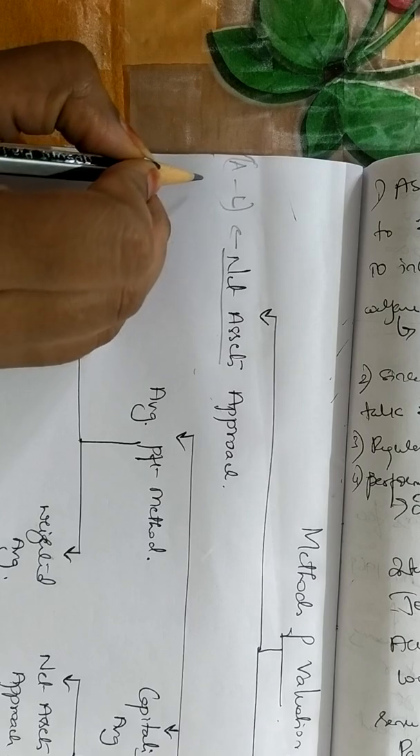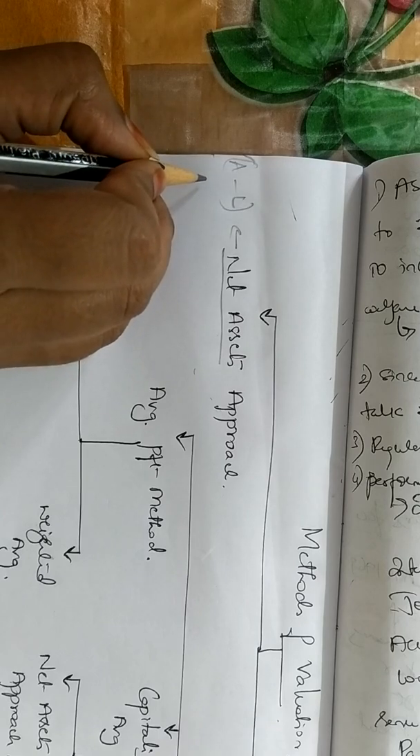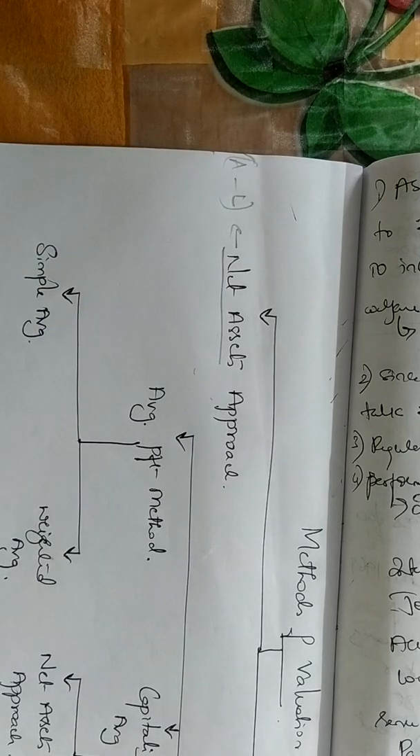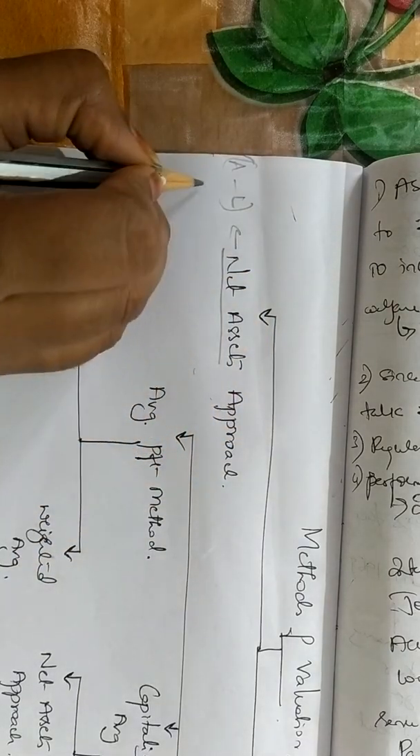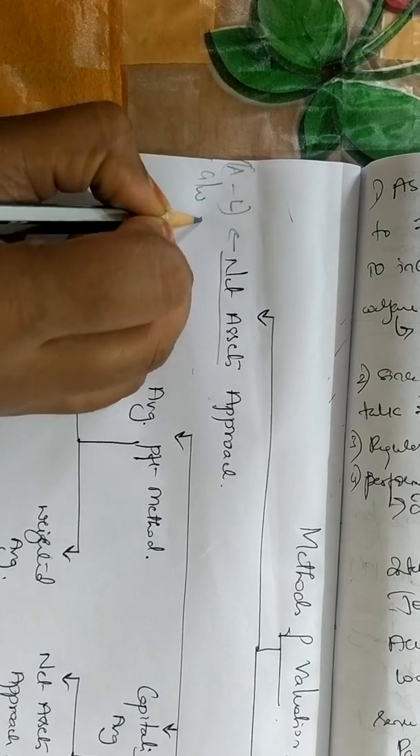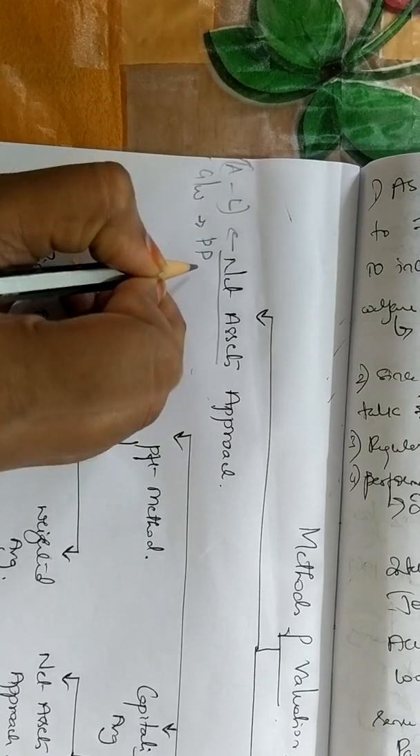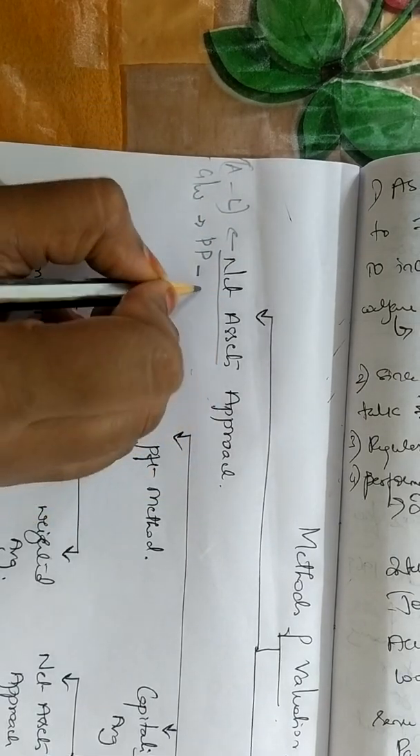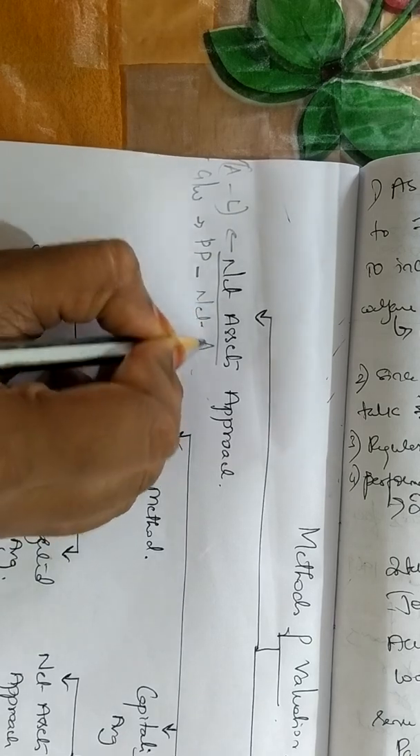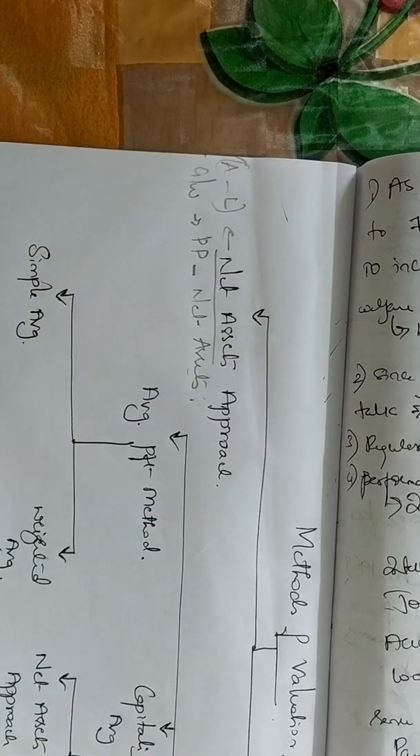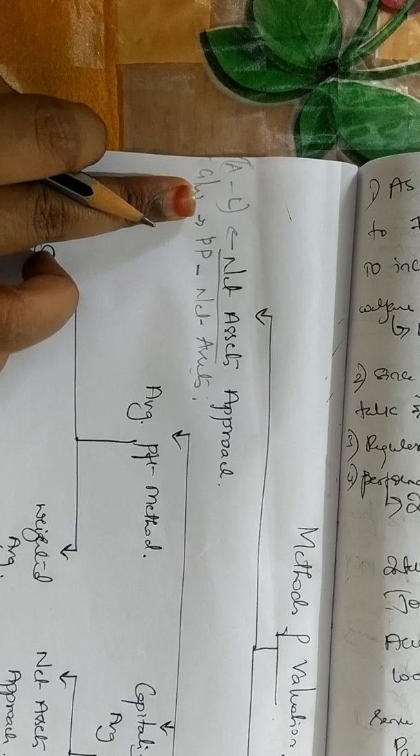Under your net asset approach, the goodwill calculation depends on the purchase price. When I say purchase price, it is simply the price that is paid if you have to buy a particular company. That is called the purchase price. So here your goodwill will be purchase price (PP) minus net assets. Purchase price minus net assets will give you my goodwill.